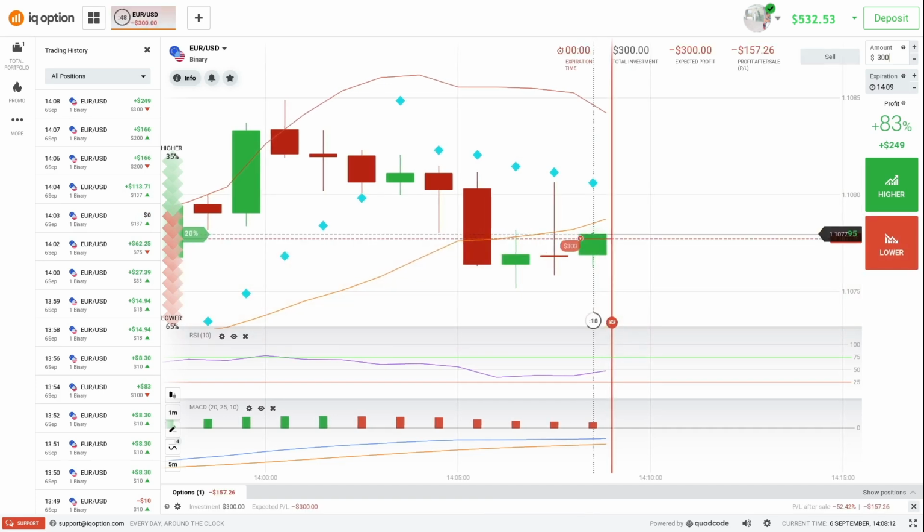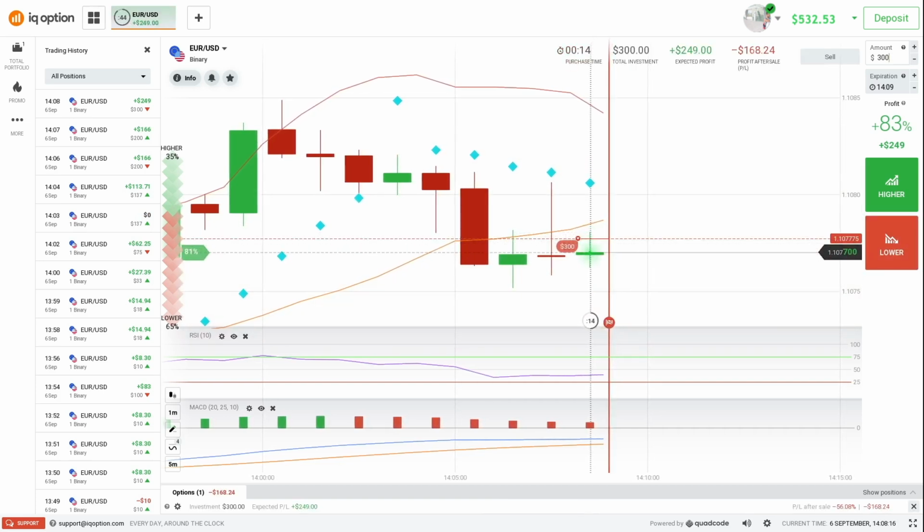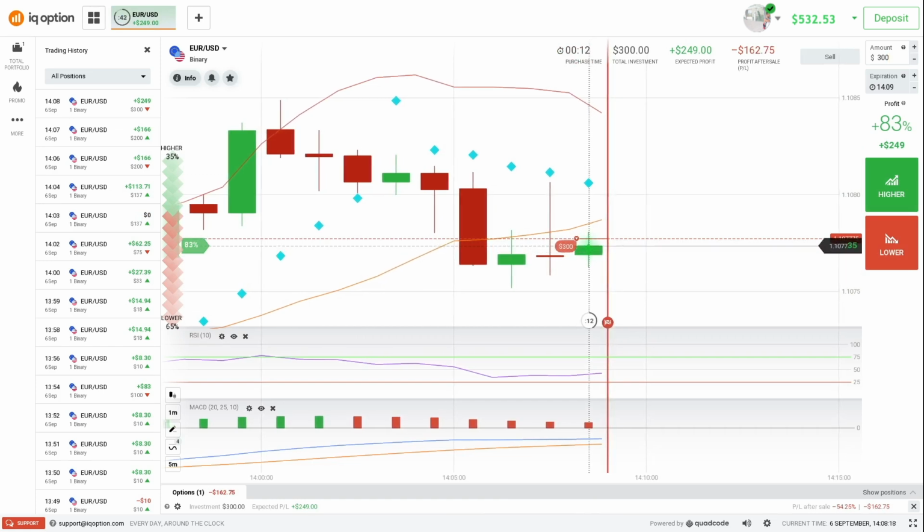Let's open the last trade here. The market is going down, so hope that this makes sense, guys.